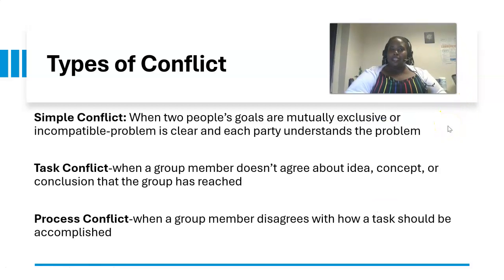There's other types of conflict. Simple conflict is when two people's goals are mutually exclusive or incompatible. The problem is clear, each party understands, and then you work on resolving that conflict.